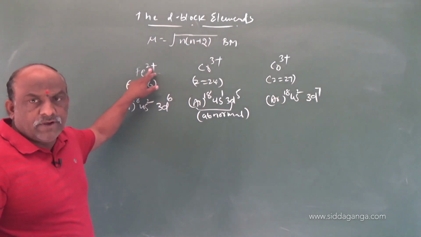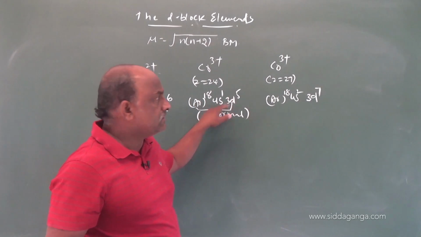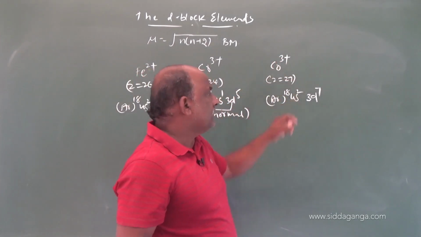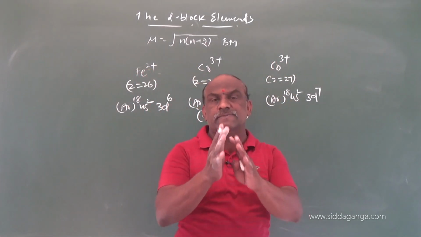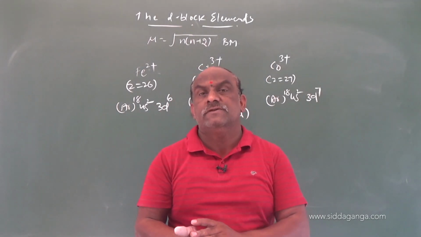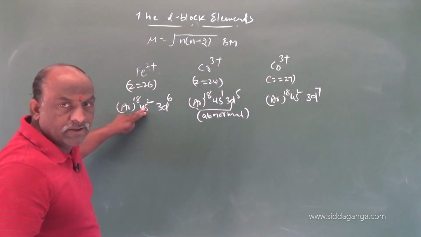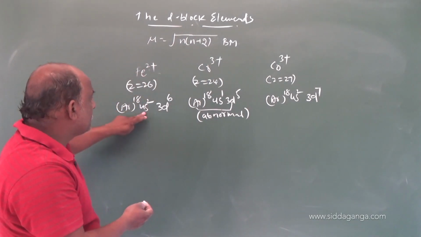Fe2+ means removal of 2 electrons, chromium 3+ removal of 3 electrons, cobalt 3+ removal of 3 electrons. First removal takes place from the s orbital only. Remove 2 electrons from the s orbital, because here we only need to remove 2 electrons.